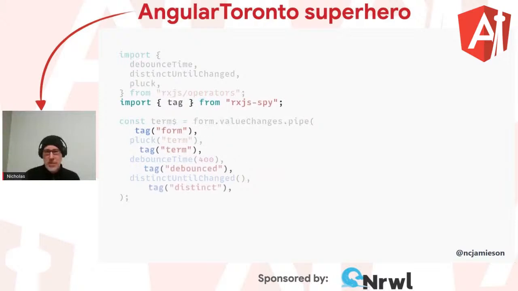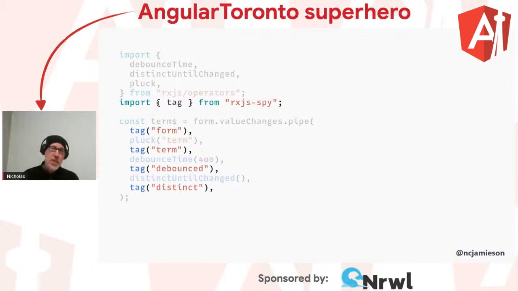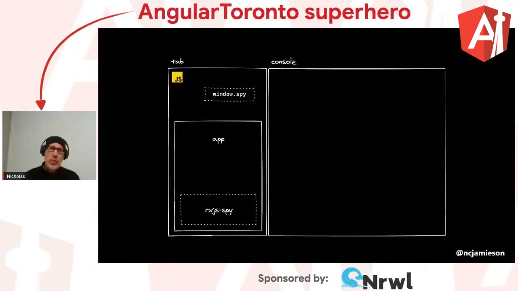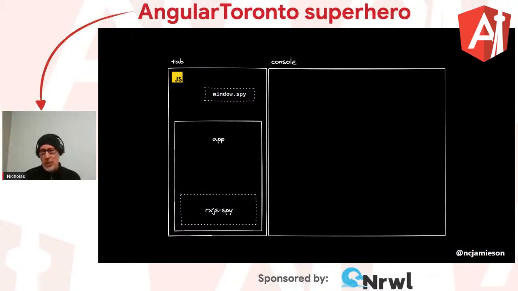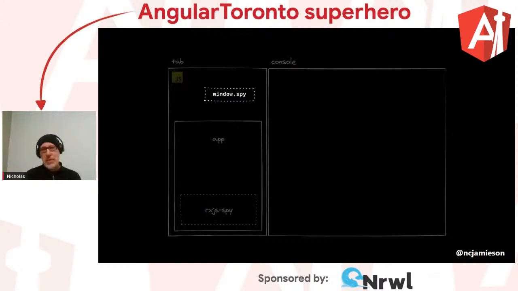So the way that tool works, at the core of it, is it has this tag operator. So you can take a tag operator from RxJS Spy, you can compose it into your observable, give it a name, that is the tag, and then you can work with it using the tool by annotating your observables and your pipelines with tags. So the tool is something that you would incorporate into your application. So you would import RxJS Spy, you would set it up, and RxJS Spy would expose an object on window called spy, and you would interact with the tool using the console.